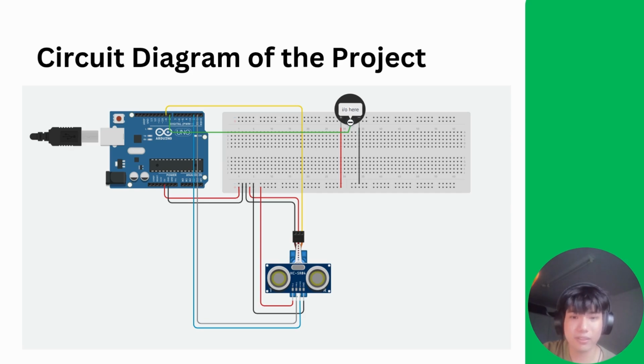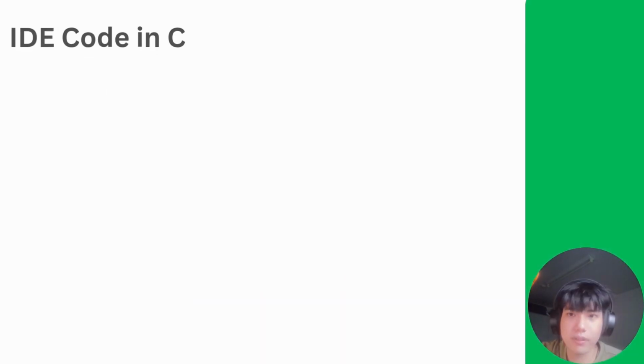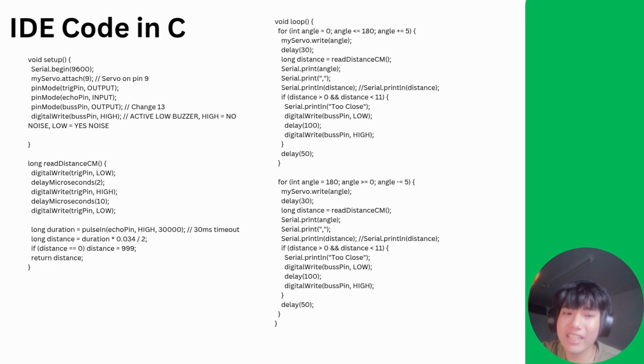Let's go on to the next part, the code itself, the big code. Now we're going to talk about our IDE code in C. This is our IDE application for C. We can connect this using our Arduino board. As you can see here, it's not too long. It's not too long at all.